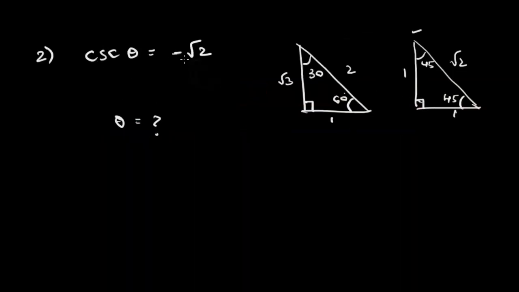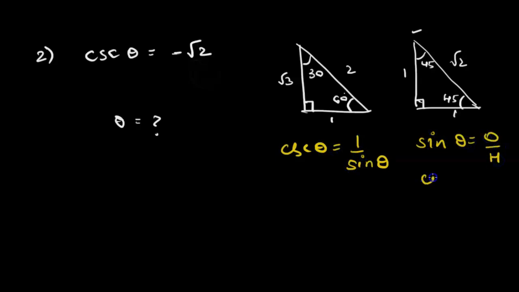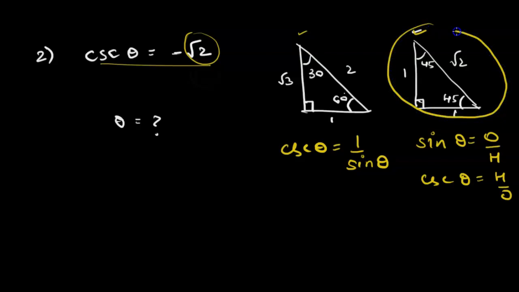We're given cosecant theta is negative root 2, and we're supposed to find out the value of theta. We're given the two special triangles. If we're not given the special triangles, then we have to draw them ourselves because we have to memorize the special triangles. We know cosecant theta is the reciprocal of sine theta, and sine theta is equal to opposite over hypotenuse. Therefore, cosecant theta will be equal to hypotenuse over opposite. Now, out of these two triangles, which triangle is applicable to this question? We would see where root 2 is present, and that is present in the second triangle, so we would use the 45-45 triangle.